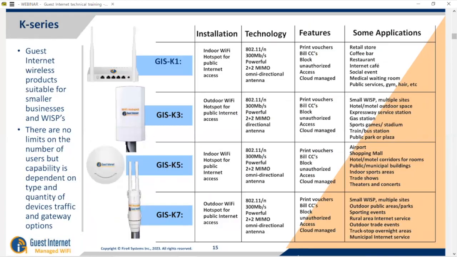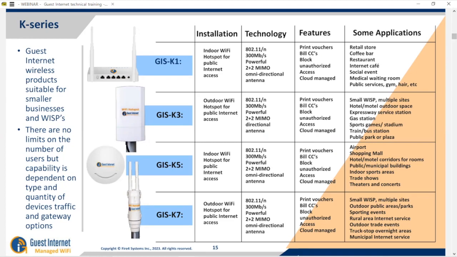The wireless products are shown here. There are four, and the K1 is a wireless router product suitable for indoor applications, coffee bars, or restaurants. The GIS K3 is an outdoor wireless product with a directional antenna, which might be suitable for fixed wireless access to homes. The GIS K5 is an indoor product with an omnidirectional antenna that will be suitable for large areas such as shopping malls or sports stadiums.